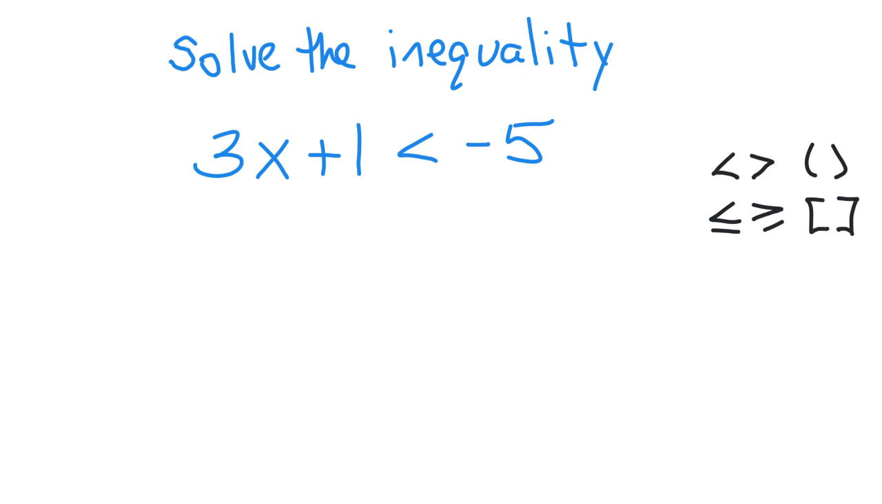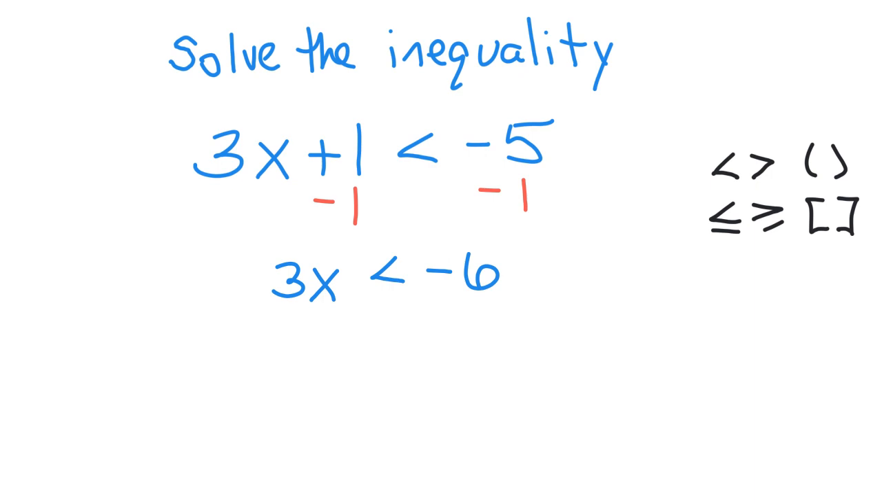So in this case, we want to get x all by itself on the left-hand side. So the first thing we need to do is move that 1 over to the other side. So I'm going to go ahead and subtract it from this side so that we have 0 on that side, but that means I have to also subtract on this side. That leaves me with 3x on the left-hand side and negative 6 on the right-hand side.